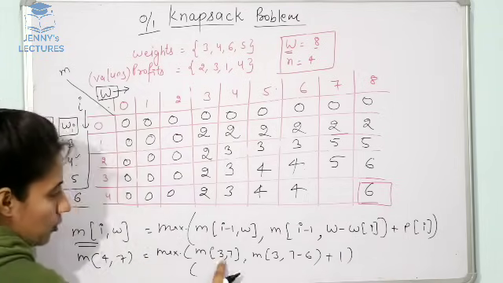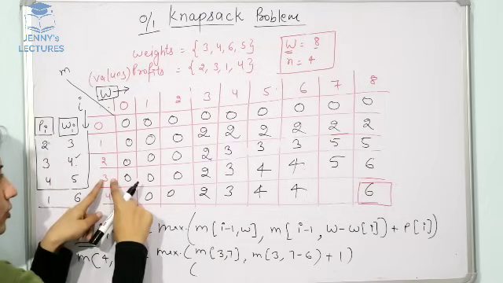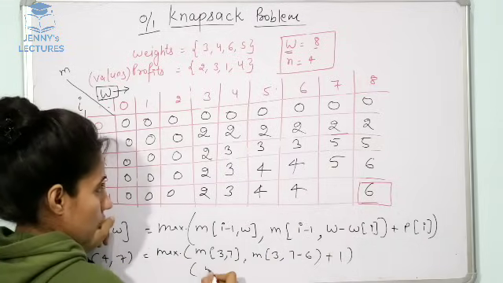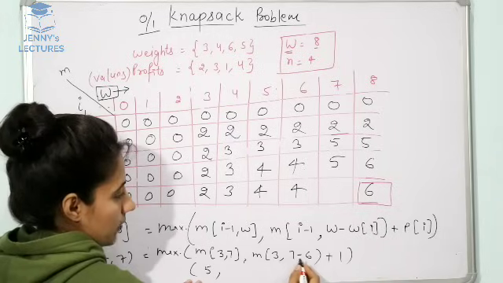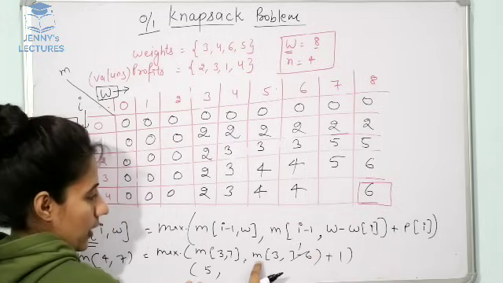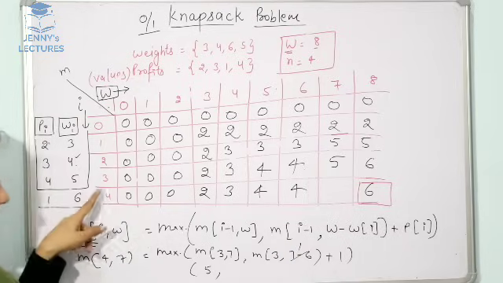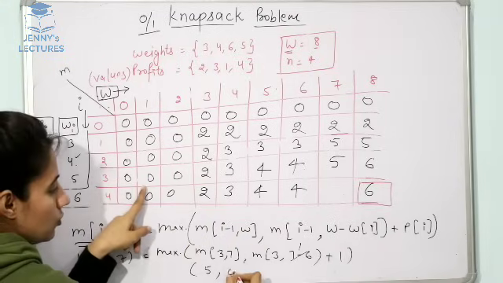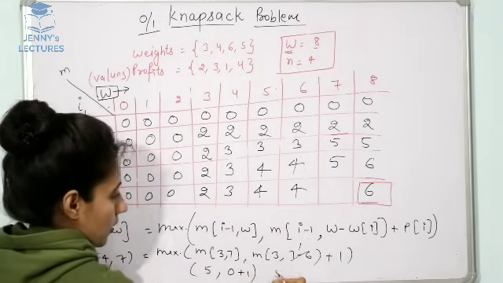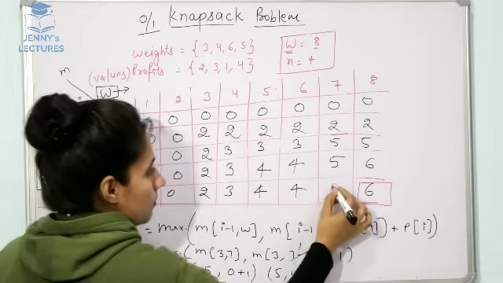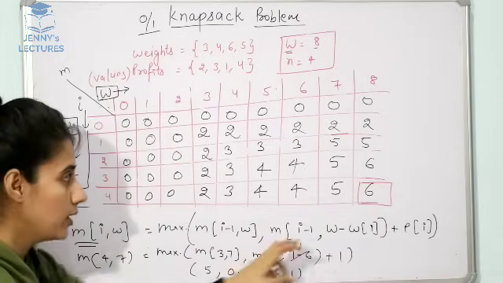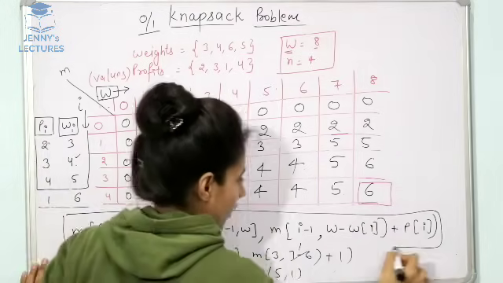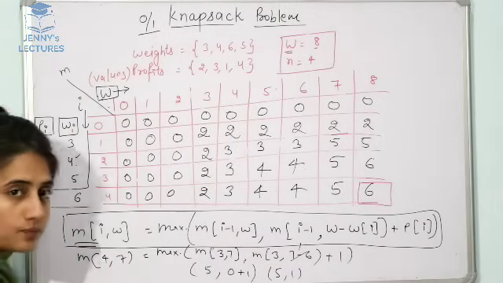Here what we have? M of 3 and 7, I value is 3, w value is 7, means this cell value is 5, comma 7 minus 6, that is 1, M of 3, 1, I value is 3, here what we have? 0 plus this 1, out of 5 and 1, which one is maximum? That is 5. And what had we filled here? 5. So this is the formula to fill out this table.